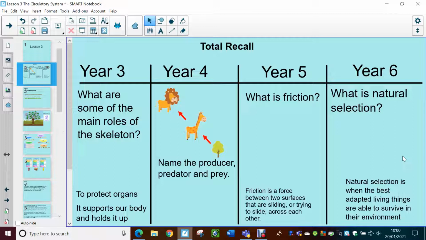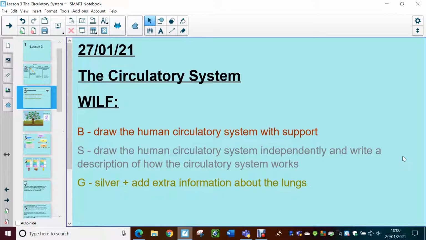Friction is a force between two surfaces that are sliding or trying to slide across each other, and natural selection is when the best adapted living things are able to survive in their environment. Great job if you got some or all of those correct. Very neatly then, can you please write today's short date title and WILF in your books and then have a quick read of what we are getting up to.